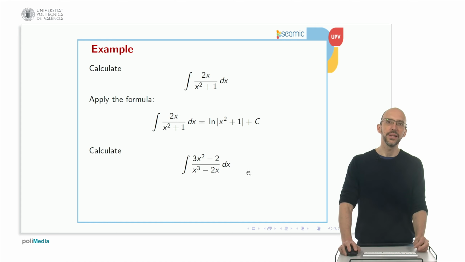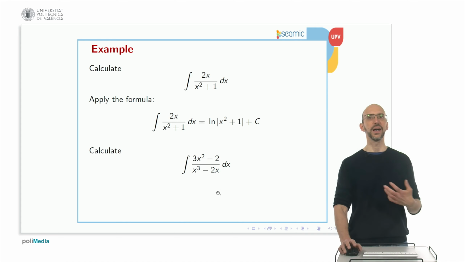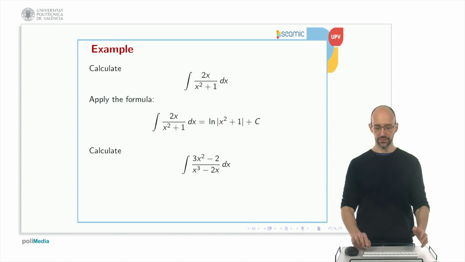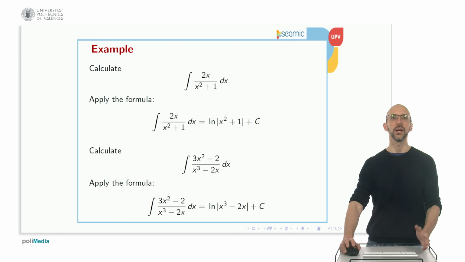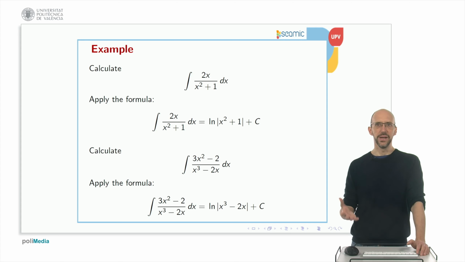Another example. Okay, let's see. What do we have here? The denominator is x cubed minus 2 times x. And the numerator is the derivative of the denominator. Let's see, the derivative of x cubed is 3x squared, the derivative of 2x is -2. Perfect. So I got a quotient in which the derivative of the denominator is in the numerator. Perfect. What is the solution? The natural logarithm of the denominator. Nothing else. As you can see, we are not doing very hard things.